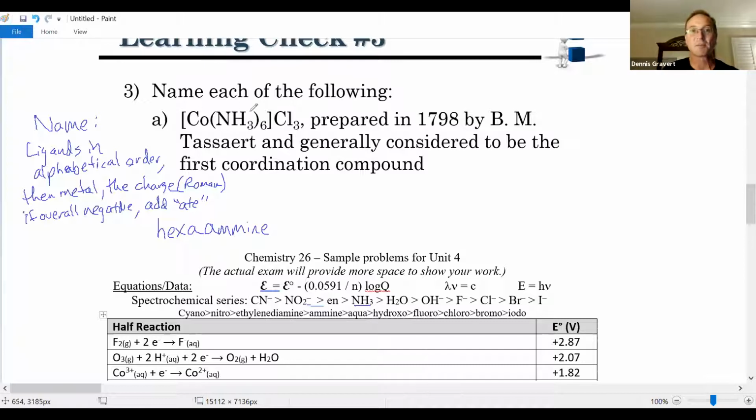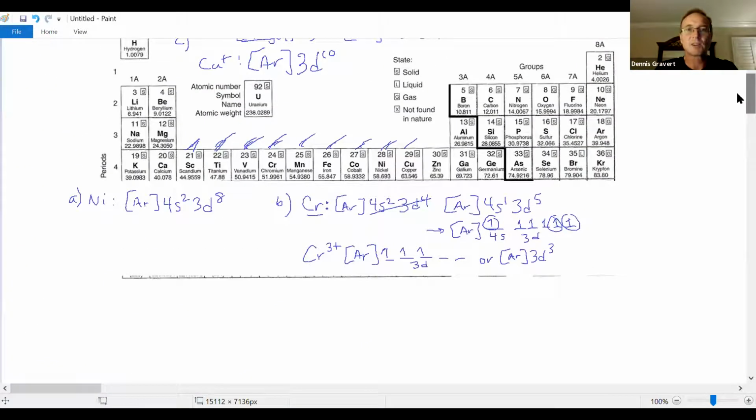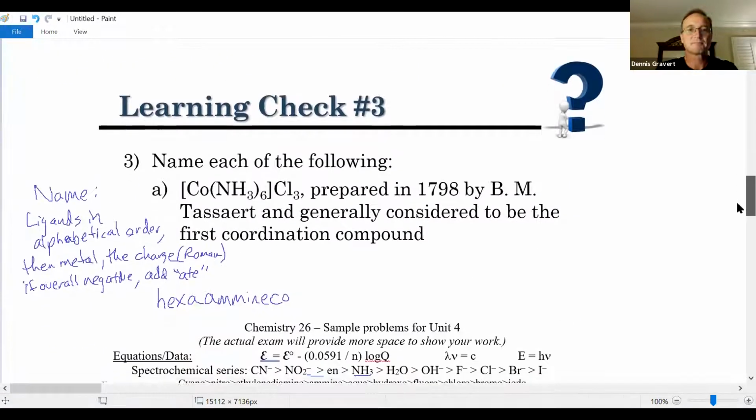So the coordination complex inside brackets, that's it. I've named all the ligands. The ligands go first, alphabetical order. Yeah, there's only the amine. Then the metal, so it's cobalt. And if you don't know how to spell cobalt, go to the periodic table. You'll get that on the exam. CO is right here. It's C-O-B-A-L-T, cobalt. Read it off the periodic table.